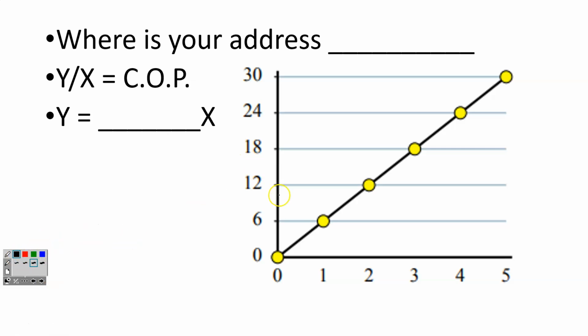Okay, how about this one? Address, it's going to be right there. So I'm going to do my y, which is 6, divided by my x, which is 1. 6 divided by 1 is 6. I'm going to put that COP right there in my equation. Y equals 6x.